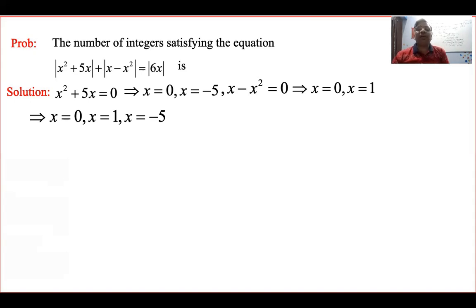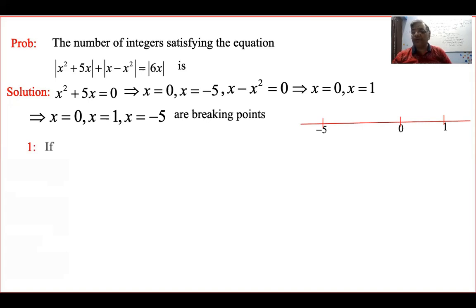Therefore, the full real line is broken into 4 parts. Minus infinity to minus 5 one piece, minus 5 to 0 one piece, 0 to 1 one piece, 1 to infinity one piece. So like that, the full real line is divided by 3 points. Then the whole line is divided into 4 parts. In each part, let us calculate.